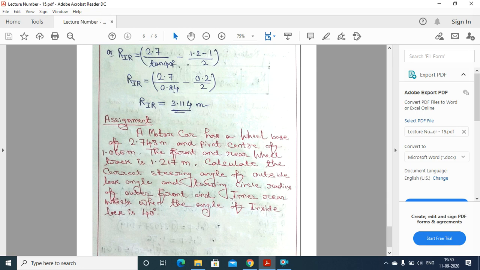Calculate the correct steering angle of outside lock angle, so we have to calculate phi. And the turning circle radius for the front outer, ROF, and inner rear, RIR, we have to calculate. Also the inside lock angle, theta, is given as 40 degree. So this data has been given, and you have to solve this numerical.